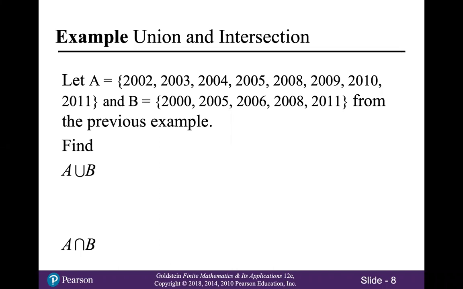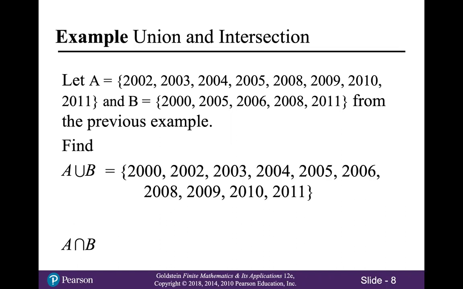Now I have a feeling when I click this, they would put those years in order. That is not necessary. The order in which the elements of sets are listed does not matter, but they did put them in numerical order. And then for A intersect B, this is a little easier to picture.